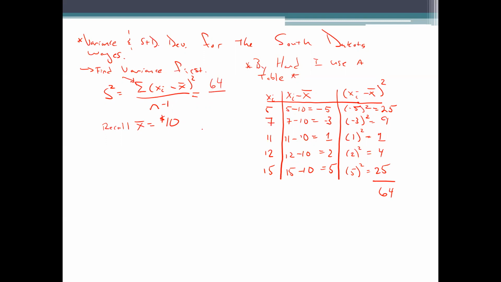Now we need to divide by something. N is the sample size: 1, 2, 3, 4, 5. So it's 5 minus 1, which gets me 64 divided by 4. Does anybody know what 64 divided by 4 is? Yep. So what we just found is the sample variance, and it's 16.